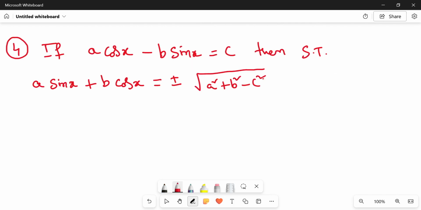Let's see the next problem, question number 4. That is, a cos x minus b sin x is equal to c. Then you have to show that a sin x plus b cos x is plus or minus square root of a square plus b square minus c square.